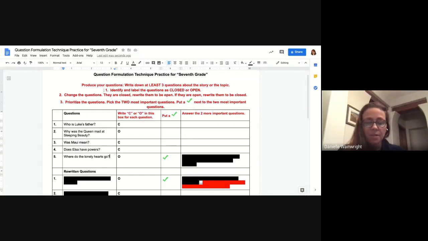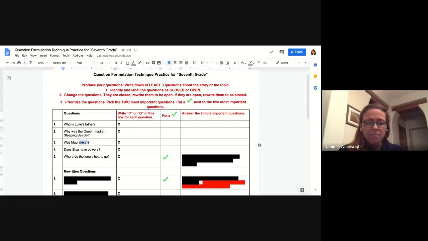Now, the next step is to identify if the questions are closed or open. You're going to do that in this column, and you can just write C for closed and O for open. Remember that a closed question is one that has a yes or no answer, or only a few things could ever be the answer. So very finite answers. For example, who's Luke's father? There's only a couple things you could say, right? So it's closed. But why was the queen mad at Sleeping Beauty? Well, that's open because it's a long description of all of her issues that make her mad at Sleeping Beauty.